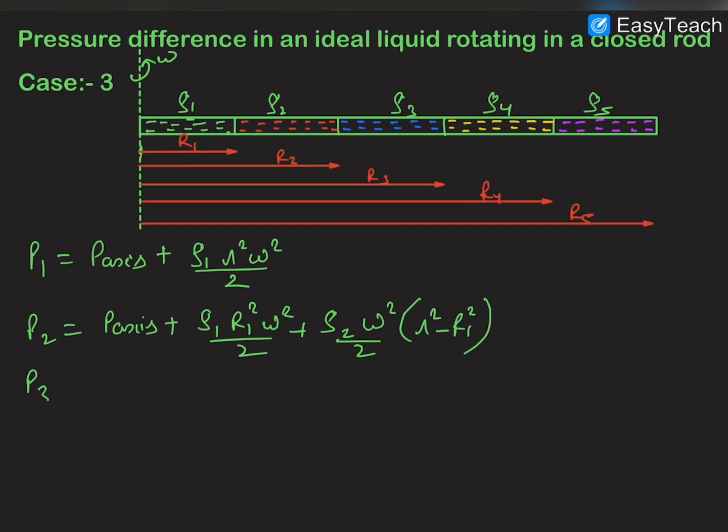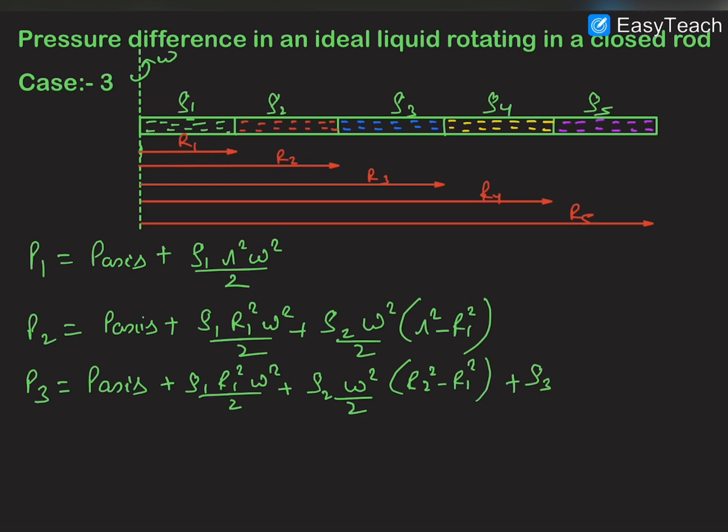In the same way P3 will be P axis plus rho 1 R1 square omega square by 2 plus rho 2 omega square by 2 into R2 square minus R1 square plus rho 3 omega square by 2 into r square minus R2 square. And similarly you can write down the pressure in all of the 5 liquids.